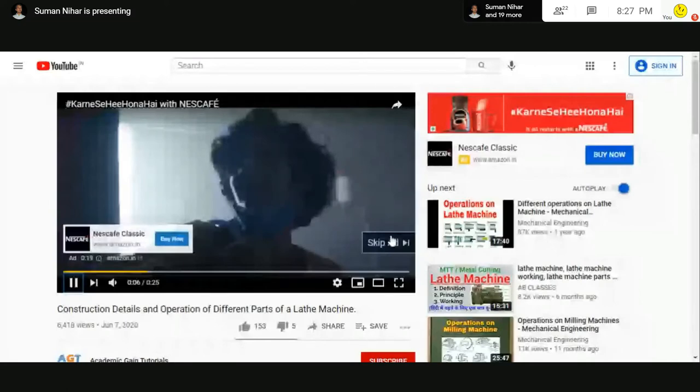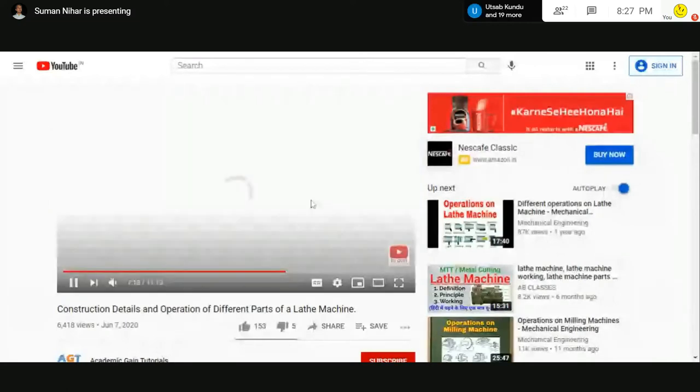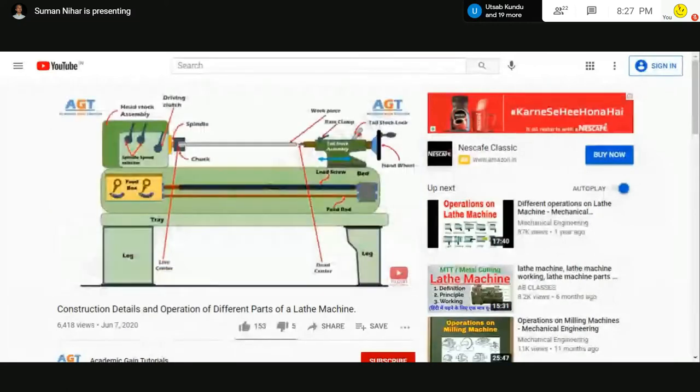On the left of the headstock, there is the main driving pulley and gear system. This driving pulley system is connected to the gearbox inside the headstock. This driving pulley is connected to the motor through belt.